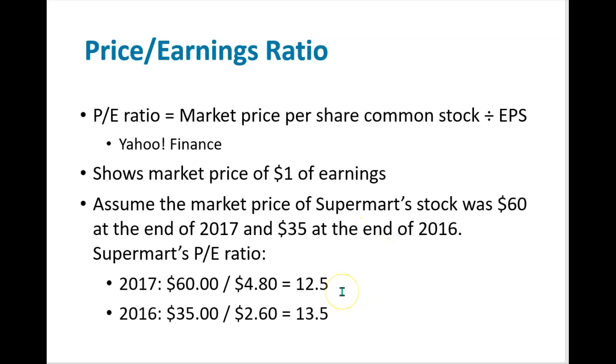In this case, we're assuming that the market price of the stock was $60, and we had earnings per share of $4.80 in 2017. So our PE, price to earnings ratio, would be 12.5. This is a good way to compare stocks.